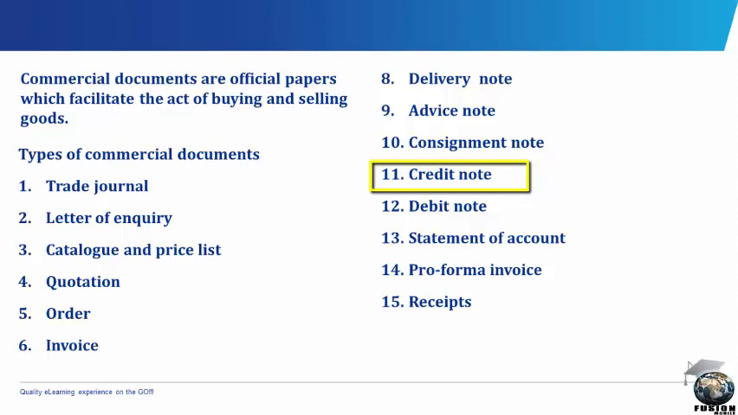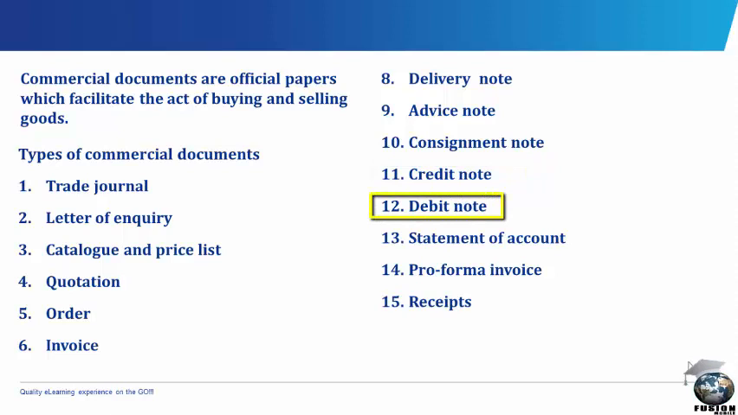The credit note, as we've said, is sent by the seller to correct an overcharge on an invoice. It is sent when the buyer has returned some faulty goods to the seller. It is also sent when the seller has decided to give an allowance to the buyer.